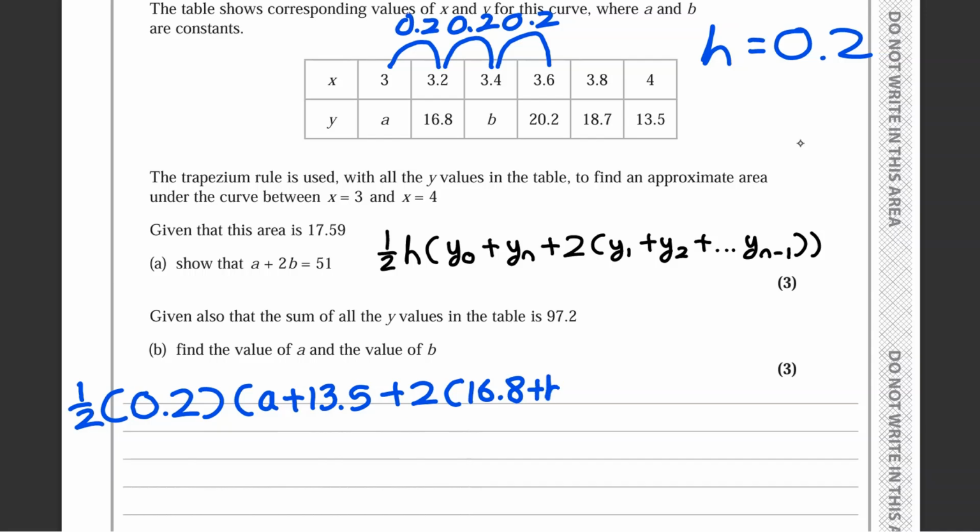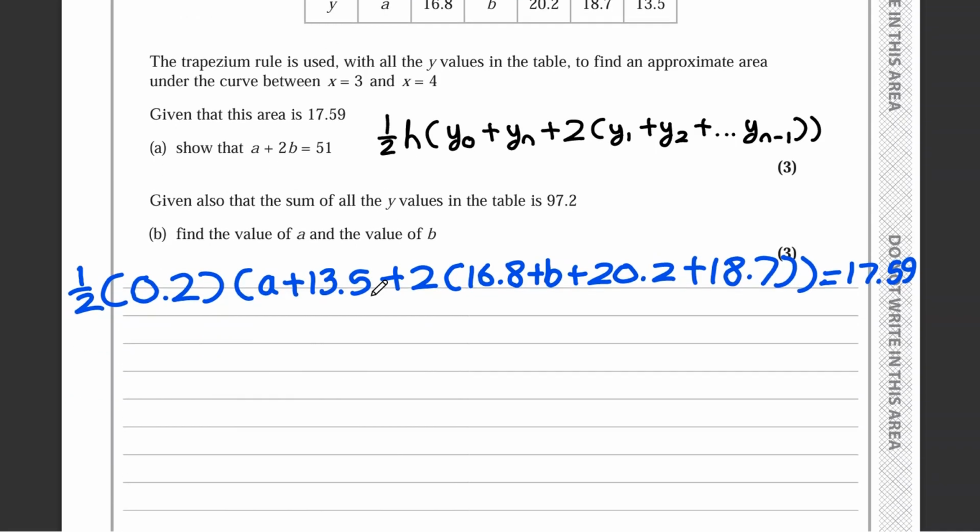So this is going to be 16.8 plus b plus 20.2 plus 18.7, and then remember all of this is times by 2, and all of this is also multiplied by this half 0.2 at the front. So this here is all the values subbed into this equation, and all of this is equal to 17.59 as we're told in the question. And now we need to rearrange this to show that a plus 2b is equal to 51.